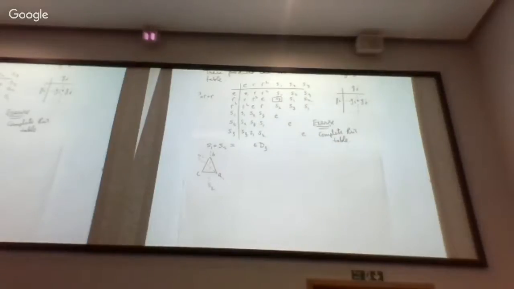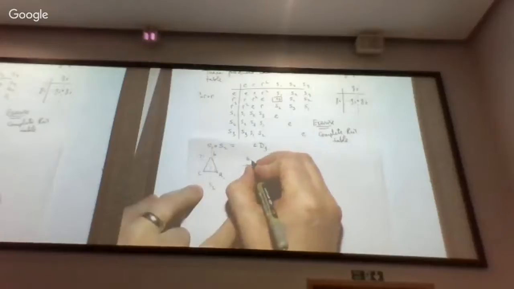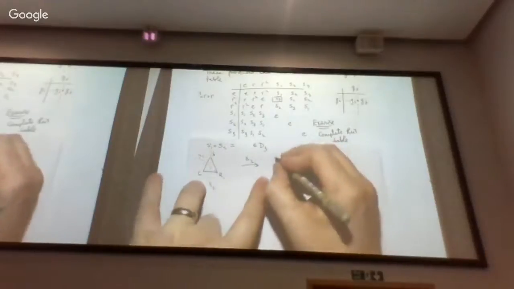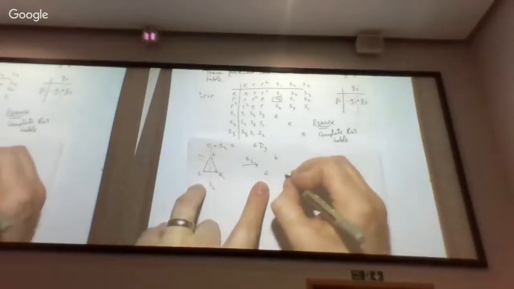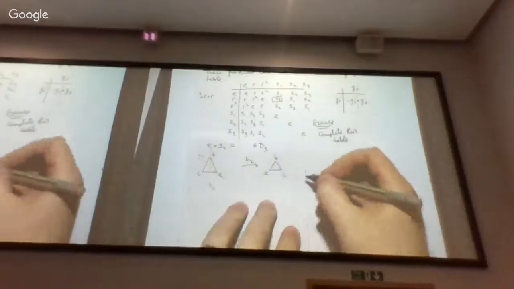So what do we get when we apply this rotation? Well, we have this first triangle. We're applying S2 here first. So S2 gives it the configuration BAC, like this. Fixes B and swaps B and C. Sorry, fixes B and swaps A and C.